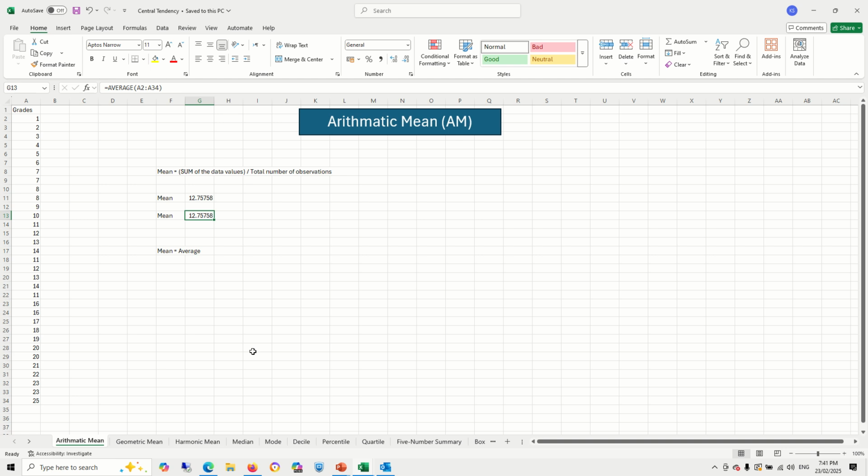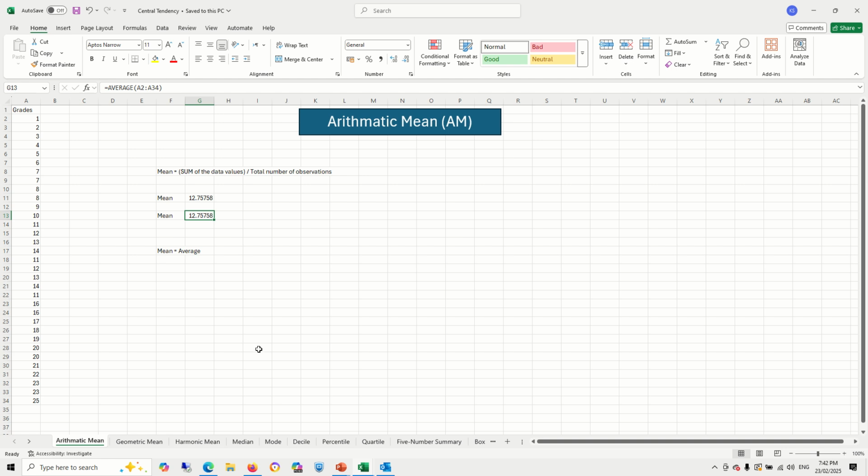The mean is a very popular and famous measure of central tendency, the most famous one. Almost all people, when they talk about the mean, are talking about the average. The average, or simple average, is the arithmetic mean.